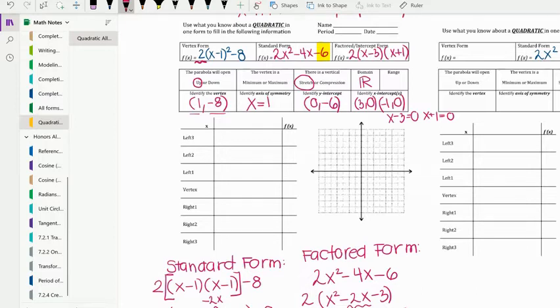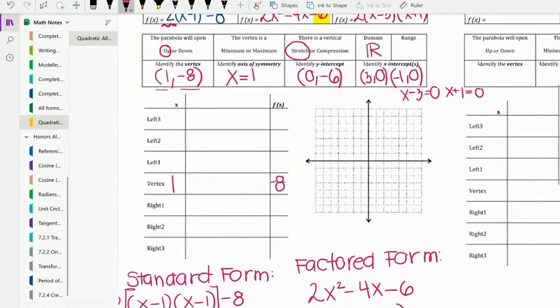So what we're going to do is write out our vertex. So we know our vertex is 1 and negative 8. So we're going to go ahead and plot that. I believe this goes a little bit off the graph, so I'm just going to put a dot down there. All right, so from there, we're going to pick x values to the left and to the right of the vertex. We should remember that it will be symmetrical.